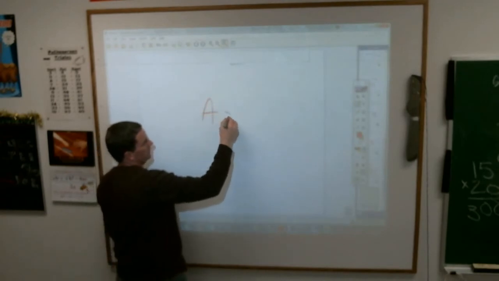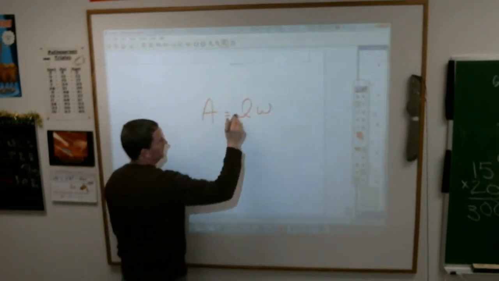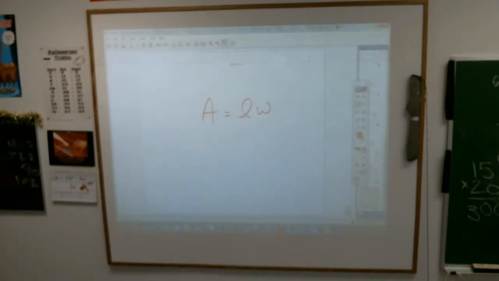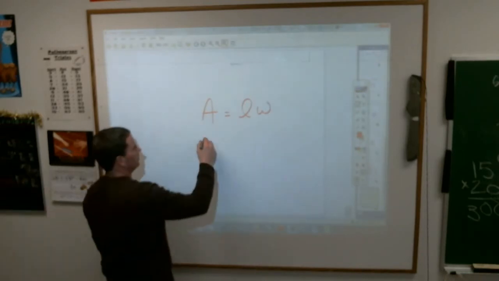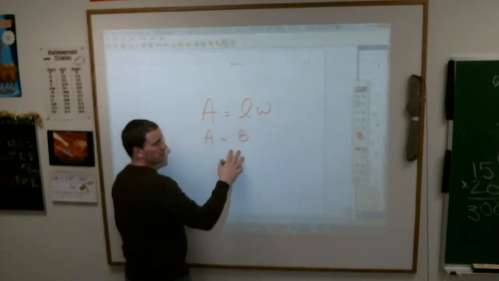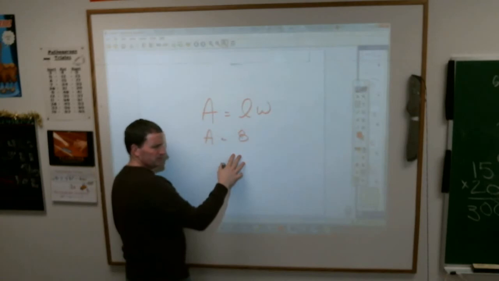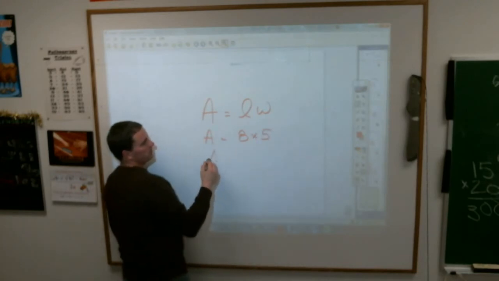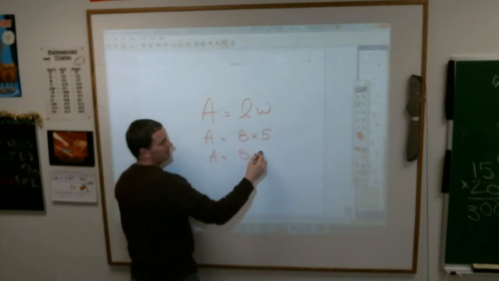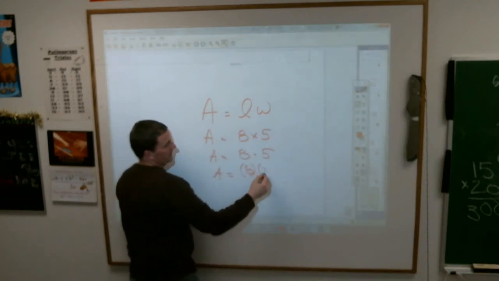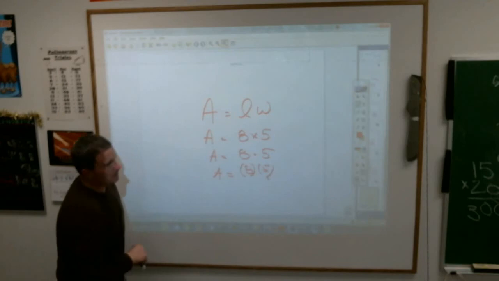Right, area equals length times width, and then it said to substitute in 8 for the length and 5 for the width. So really yours should look like this. Area equals 8, and there's a bunch of different ways to show multiplication. What different ways can you show multiplication? You could do this, 8 times 5, or you could say area equals 8 dot 5, or you could say area equals 8 parentheses 5. All mean the same thing.